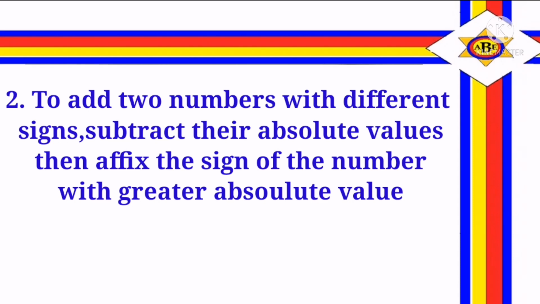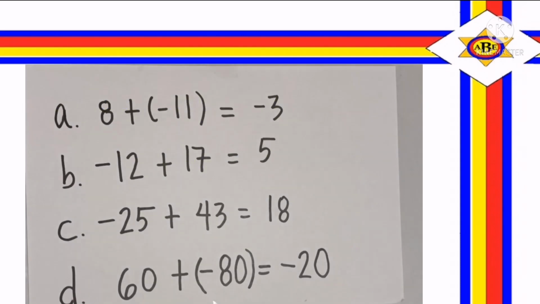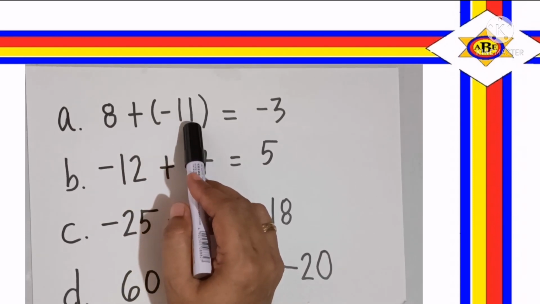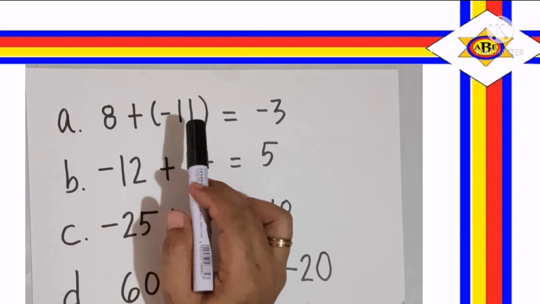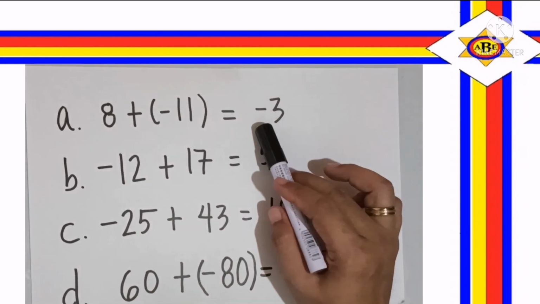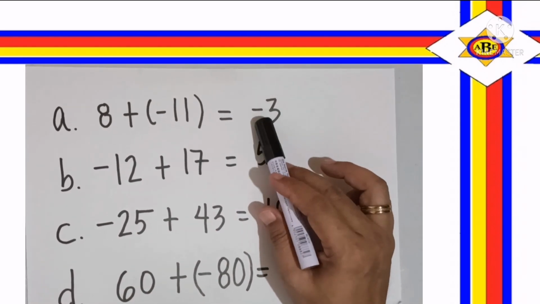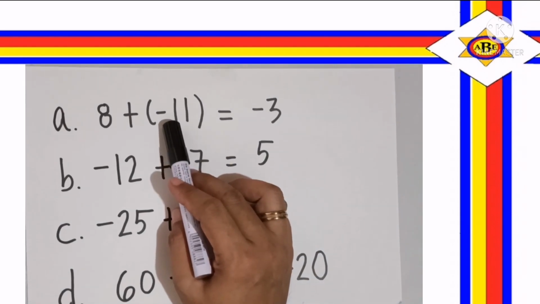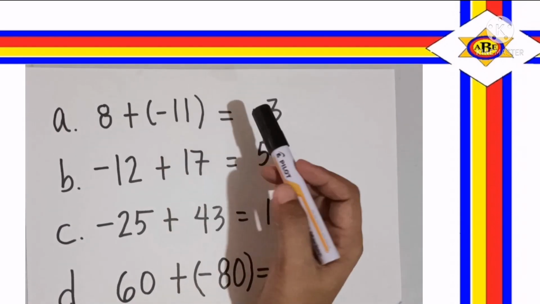To add two numbers with different signs, subtract their absolute values, then affix the sign of the number with greater absolute value. For letter A, we have 8 plus negative 11. We subtract 8 from 11. That's why we have negative 3. We copied the negative sign because negative 11 has a greater value.